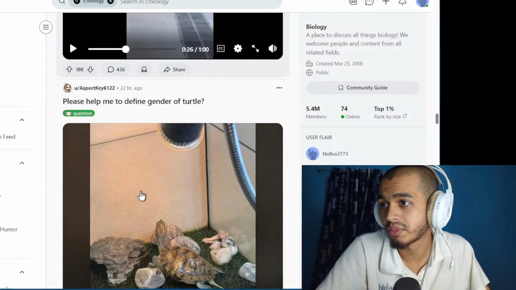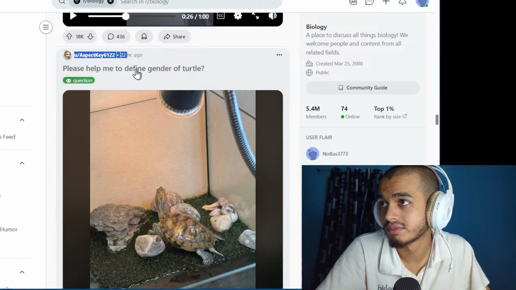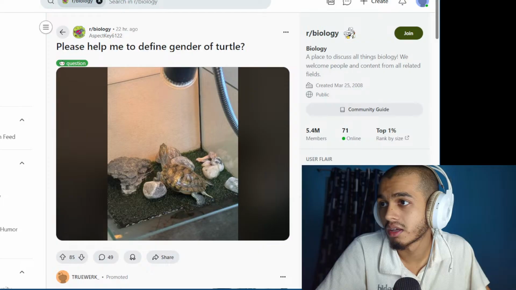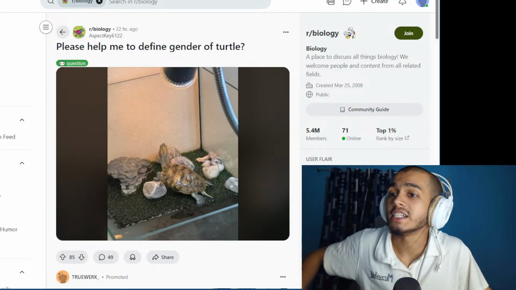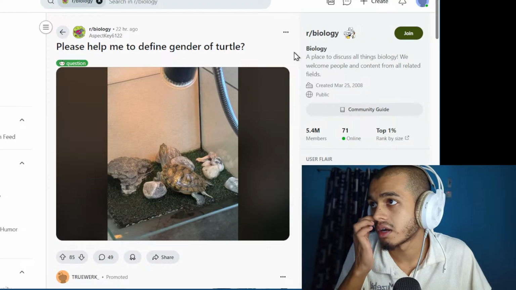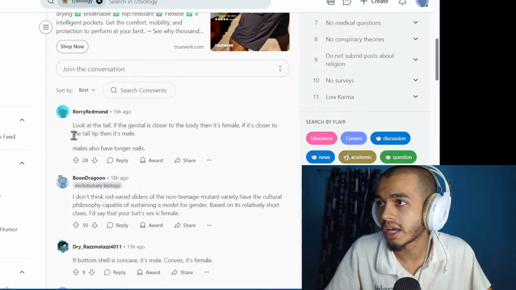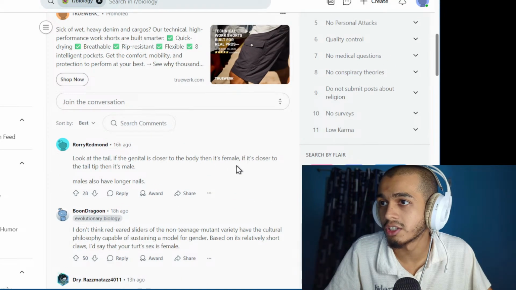What is actually happening here? Please help me to define the gender of turtles. Are you out of your mind, bro? Look at the tail. If the genital is closer to the body, then it's female. If it's closer to the tail tip, then it's male. Males also have longer nails.